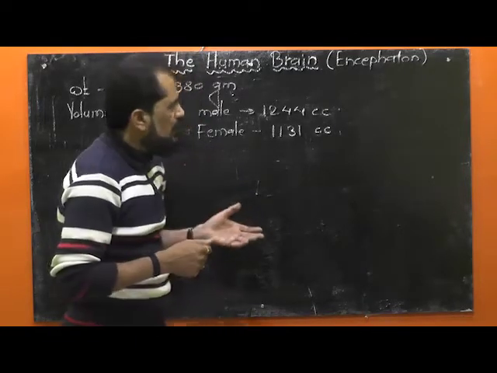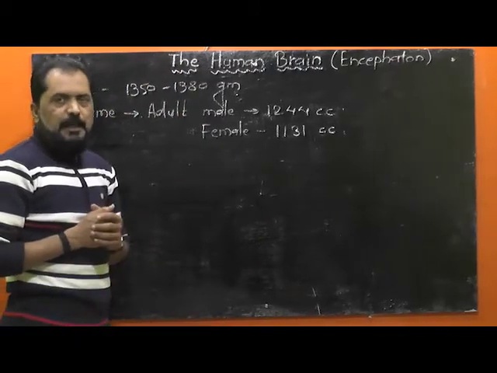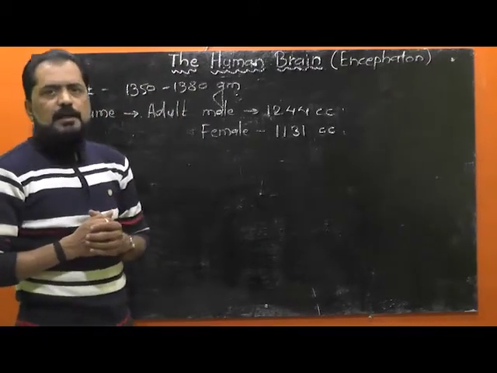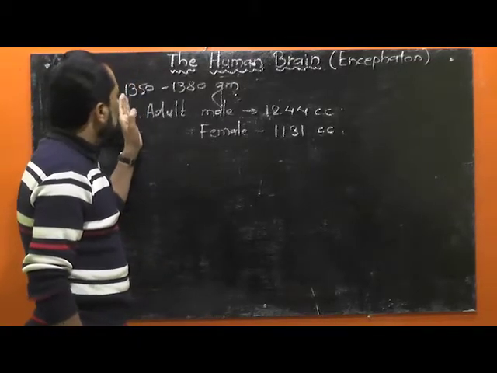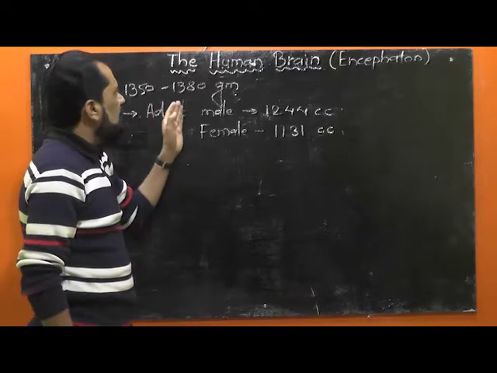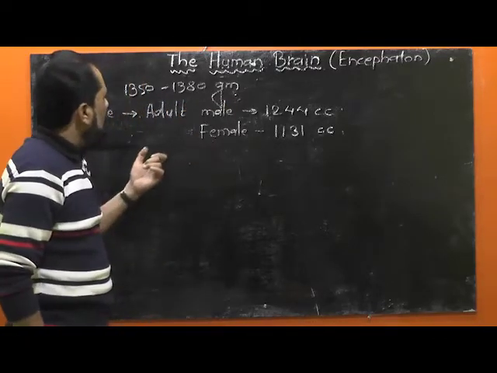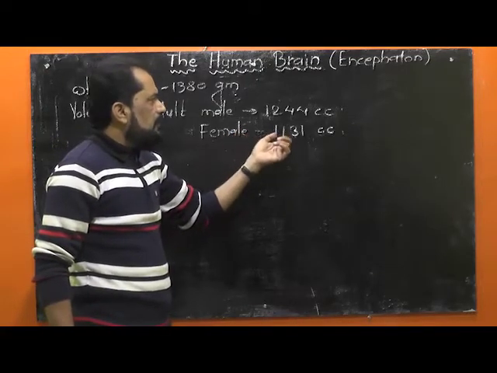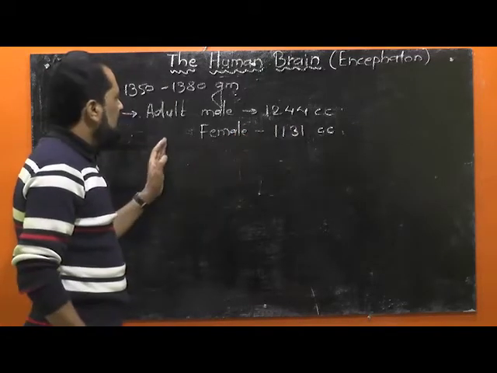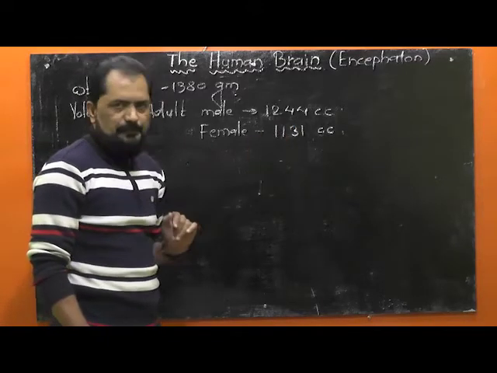So here we were discussing about the weight and volume of brain. I said that in normal adult human being the weight of brain is near about 1350 to 1380 grams, while the volume of brain in adult male is up to 1244 cc and in adult female it is 1131 cc.